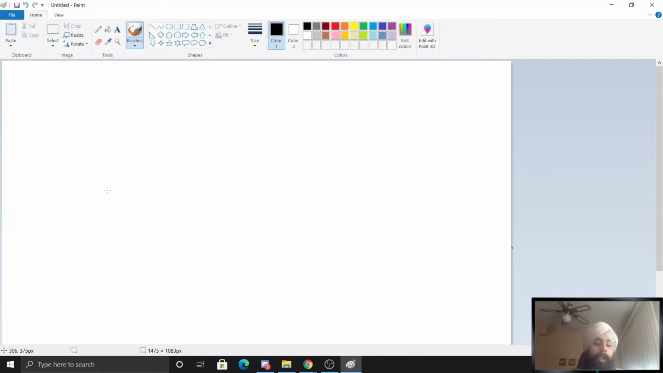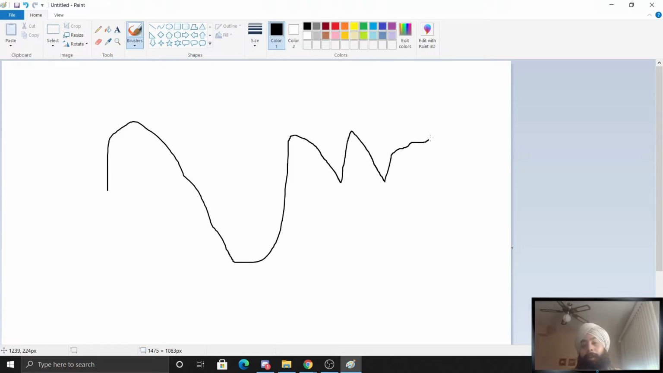Let's say my stock looks like this. It's a general example I'm giving. I'm going to give you the example in real life, but I want to explain in diagrams first. So now we know it's a consolidation. Why? Because it's moving between these two parallel lines.